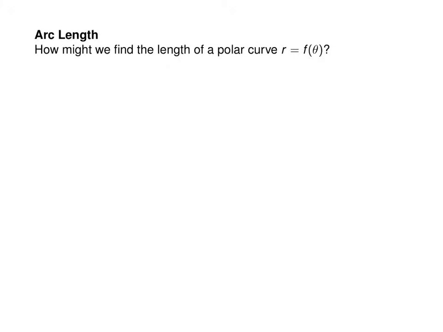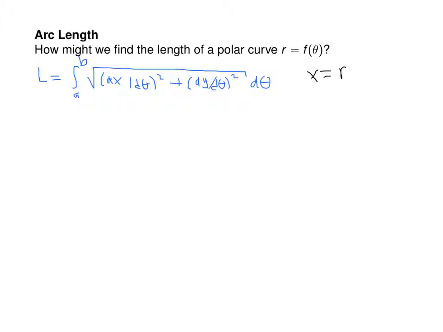Next, let's find the arc length of a polar curve r equals f of theta. So recall that the length of a curve in the parametrized form was given by an integral from a to b. Instead of t, you will use theta, the square root of (dx d theta) squared plus (dy d theta) squared, d theta. And then if you recall that x is equal to r cosine theta and y is equal to r sine of theta, we can derive a formula specifically for this parameterization.